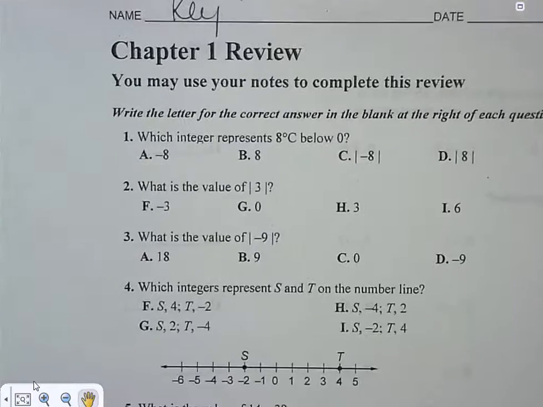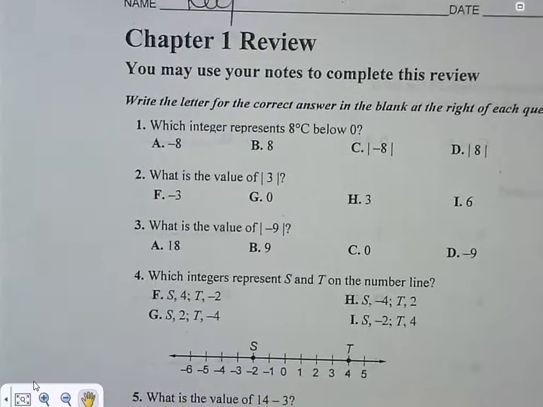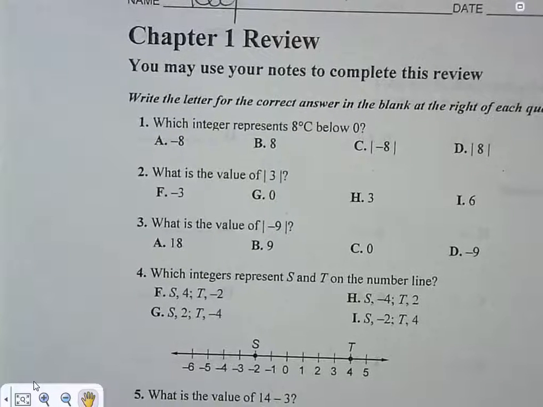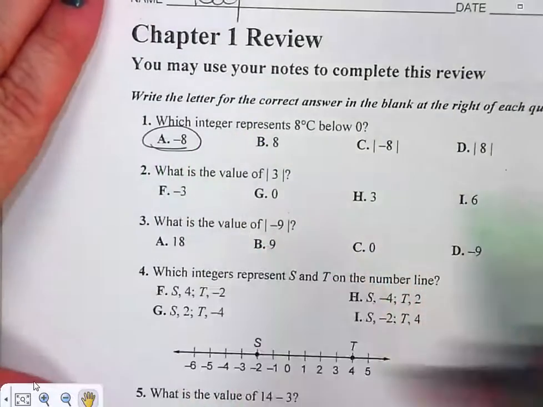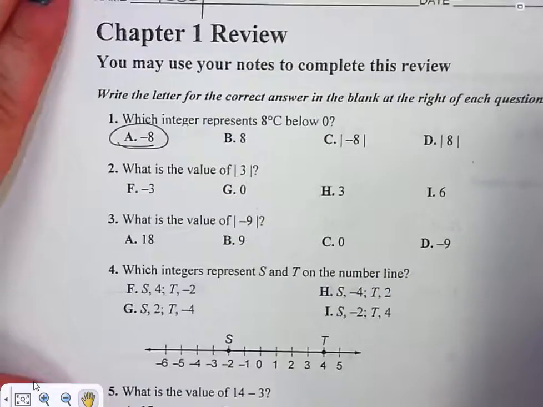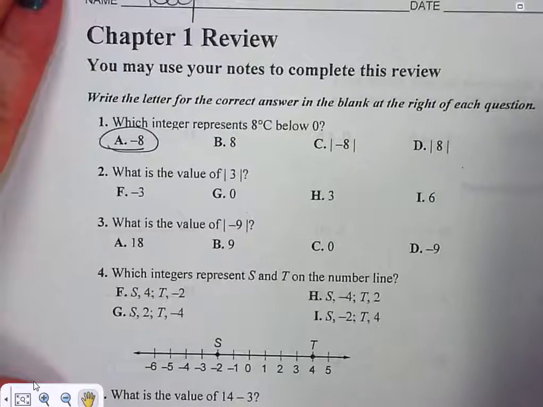Chapter 1 review, number 1. Which integer represents 8 degrees Celsius below zero? Tyler? A, -8. Below the surface of the water is a negative.